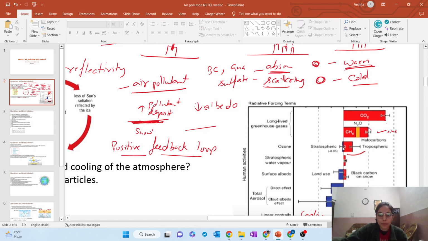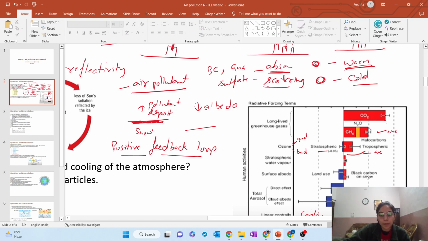Now, another is ozone. Ozone can be good and bad. Good ozone is the ozone that is present in the stratosphere. It has almost negligible effect on the forcing. The bad ozone is the tropospheric ozone, which can lead to warming. Then water vapor could also lead to warming.